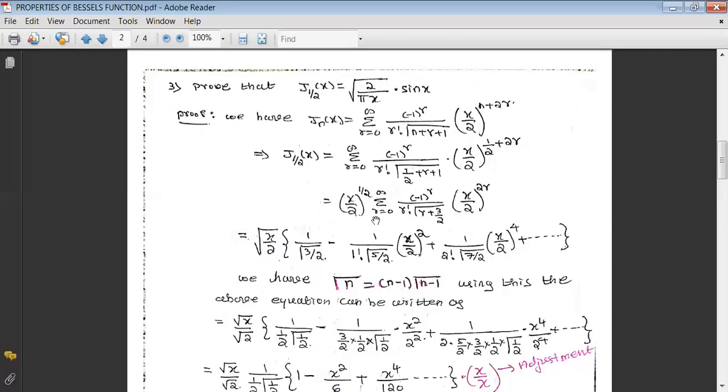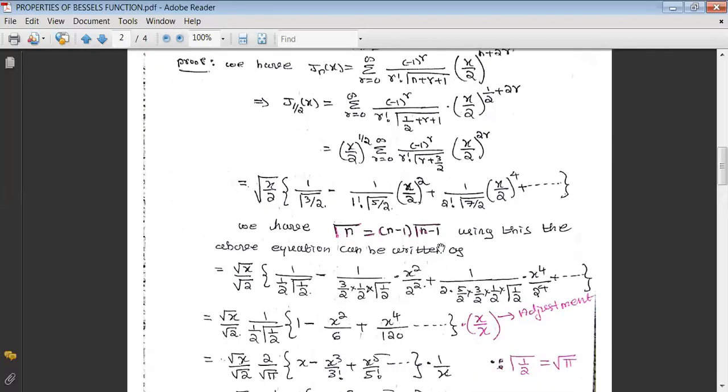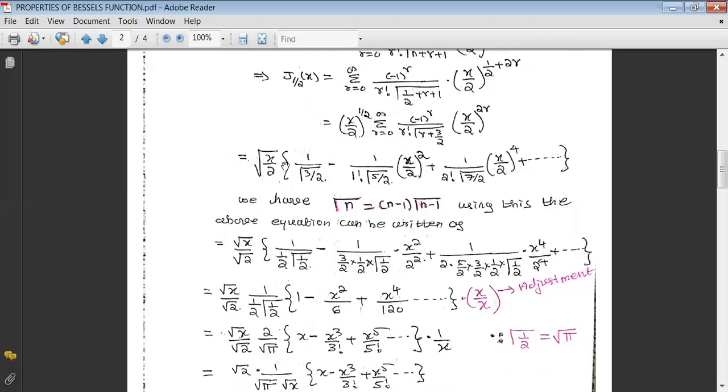Plus 1 upon, if we take r equal to 2, minus 1 raised to 2 is plus 1. It becomes 2 factorial. If we take r equal to 2 here, 2 into 2, that is 4 plus 3, that becomes gamma 7 by 2. And this is x by 2 raised to 4 and so on. And again, we know one important result from the recurrence relation of gamma functions. That is, when n is not an integer, gamma n can be written as n minus 1 into gamma n minus 1. Now let us apply this rule for each of the gamma functions which are available in the denominator. Using this result, let us see what happens to the above result.